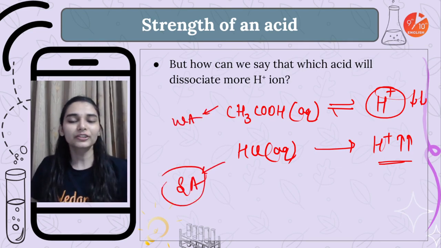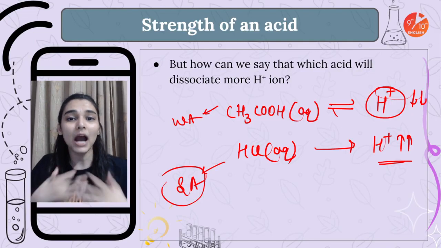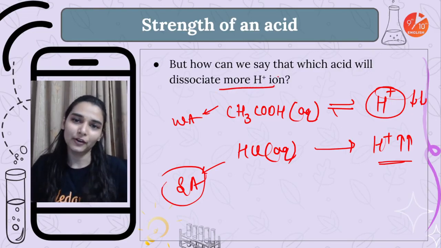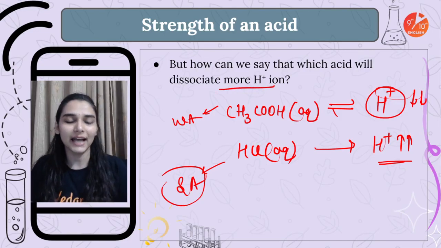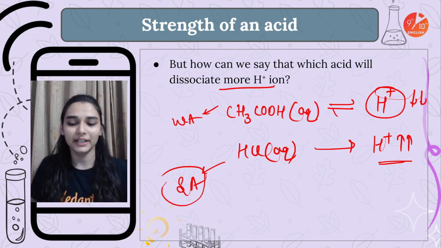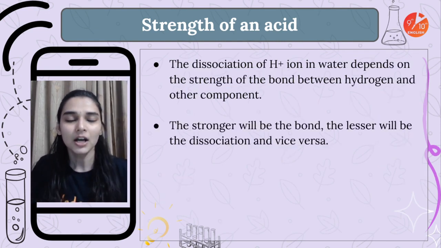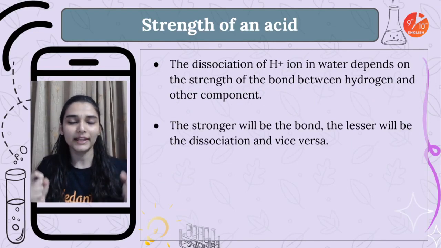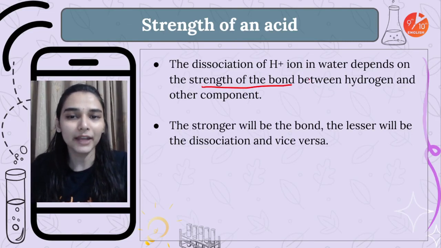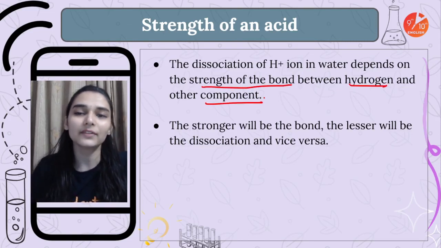Okay, but the real question that comes is, ma'am, how can I say which acid will dissociate more H plus ions? What is the parameter to say that acetic acid is going to be a weak acid, it will partially ionize? How will I know? That's a real-time question, right? So that basically depends on the bond strength of the acid molecule that you have taken. Whose bond strength? The strength of the bond between hydrogen and the other component.